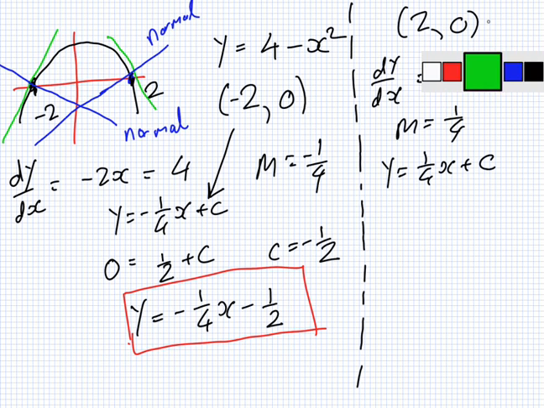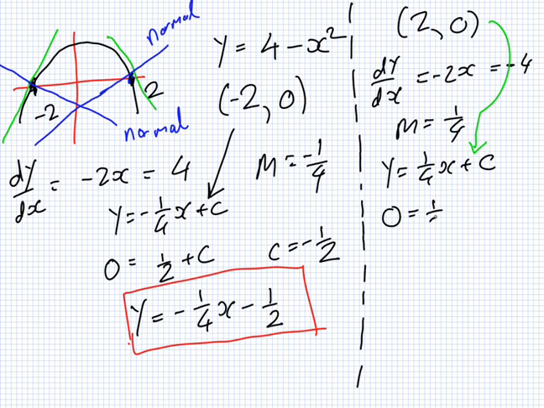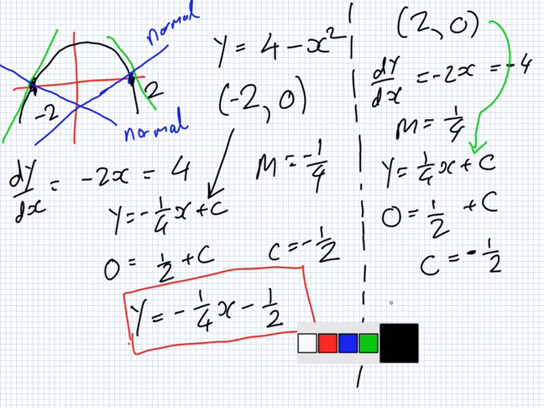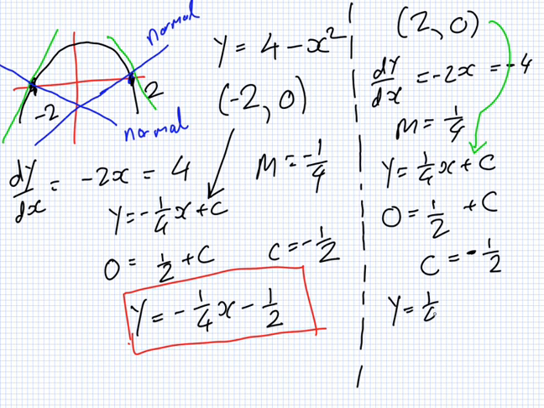Now I take my point and put it in. So now I get 0 equals a half x plus c. Oh, sorry, what am I doing? I put 1 over 4 times 2. So that's 1 over 2 plus c. So here c equals minus a half. So now I have y equals a quarter x minus a half.